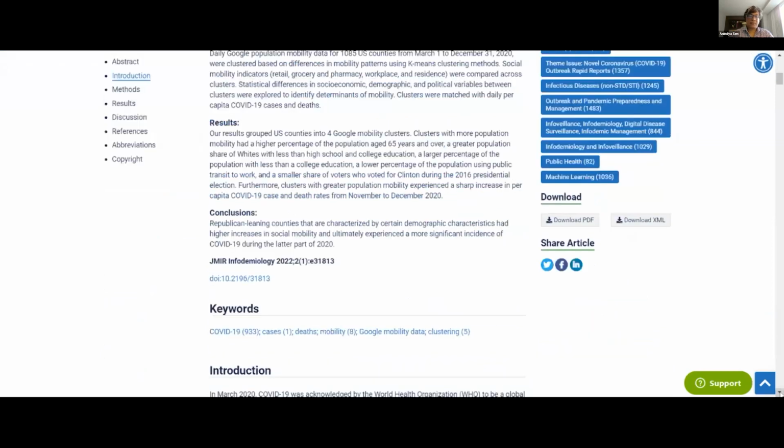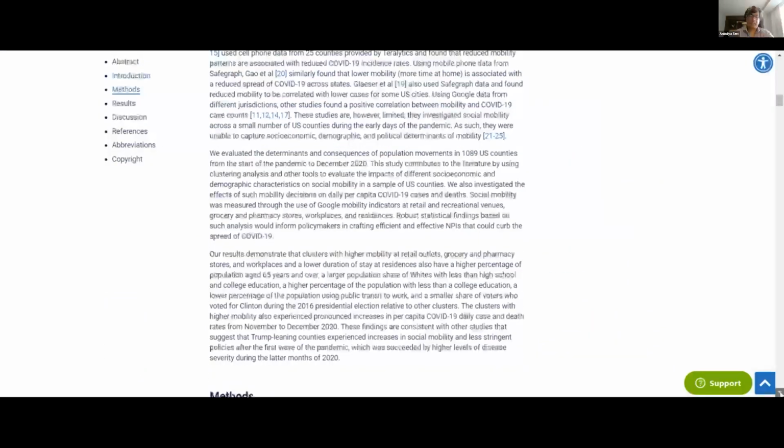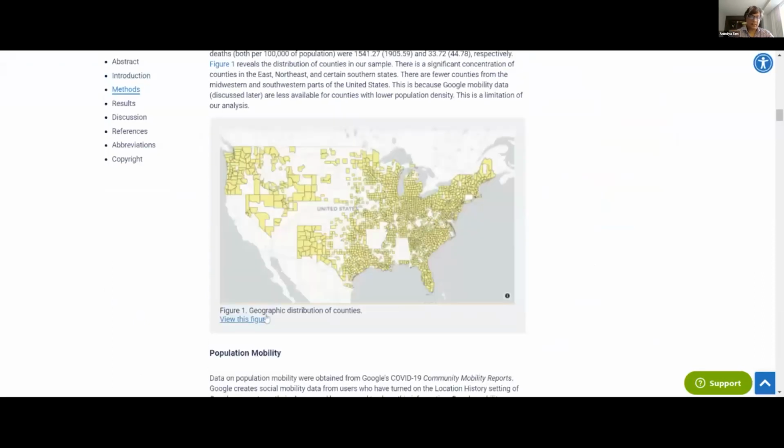So now that I explained it to you, let me show you the visuals. Okay, so we did the clustering. Now the first thing is here, when you see this map, let me just check.